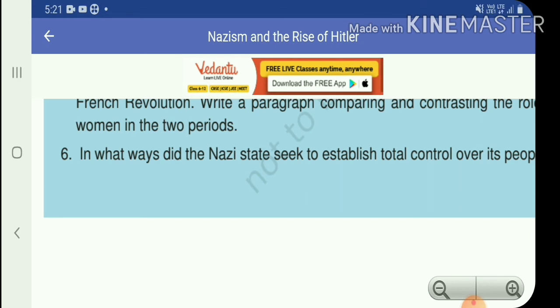Other measures he undertook to systematically dismantle democracy in Germany were, we will watch the first point: the Enabling Act was passed, which gave all powers to Hitler to sideline the parliament and rule by decree. The second point: all political parties, with the exception of the Nazi party, were banned. The members of these banned parties were either imprisoned, exiled, or assassinated.